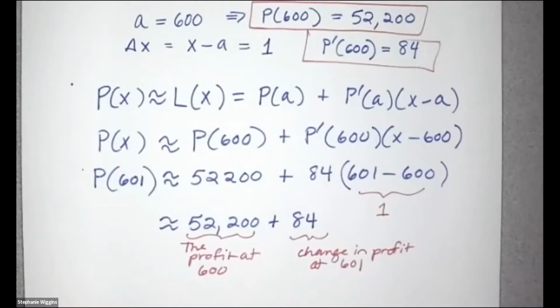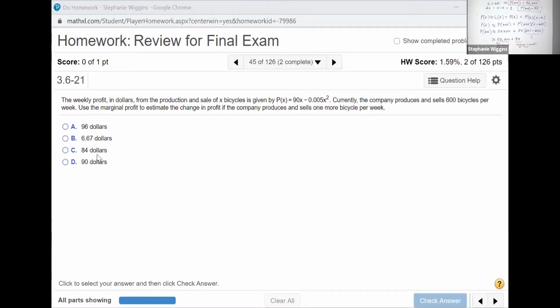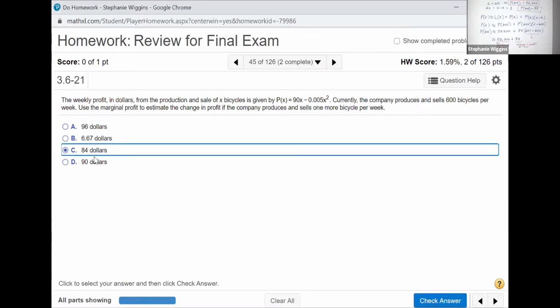But it helps that this is multiple choice, because when it's multiple choice, you can check. Oh wait, my answer is not there. If you had added the two numbers together, you would have recognized, oh, I put the wrong one. So 84 is the change in the profit.